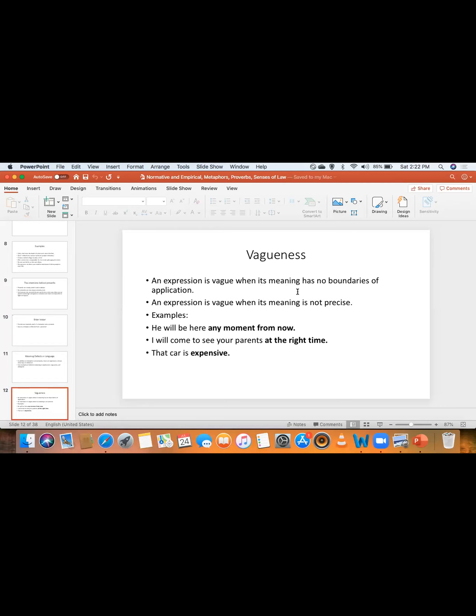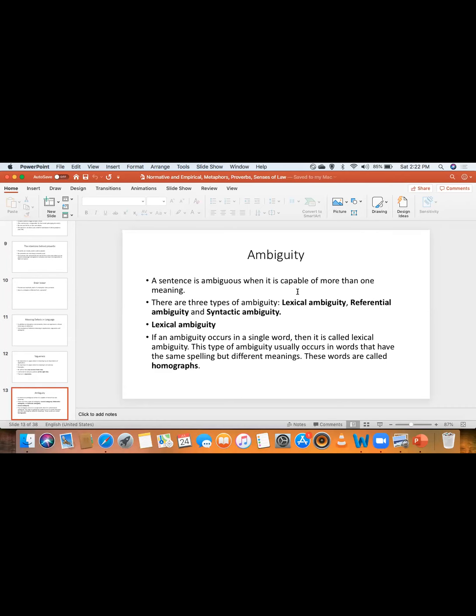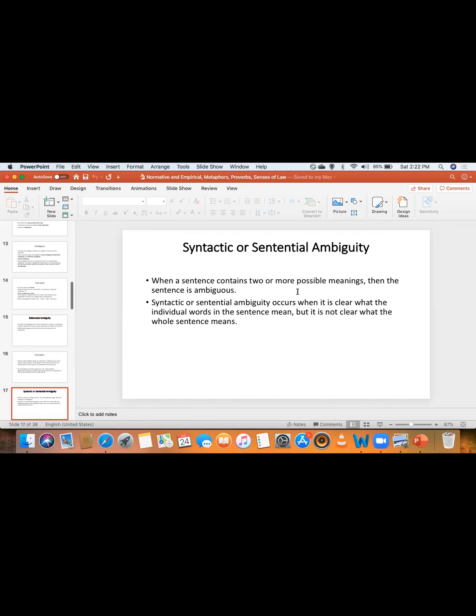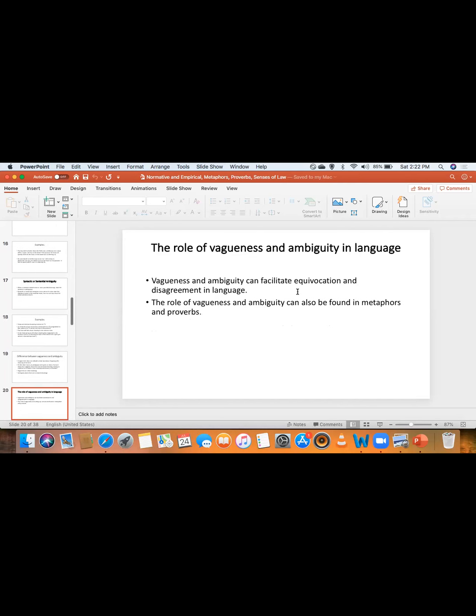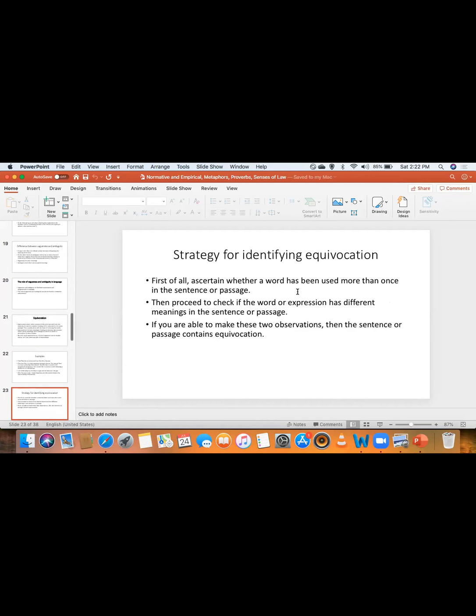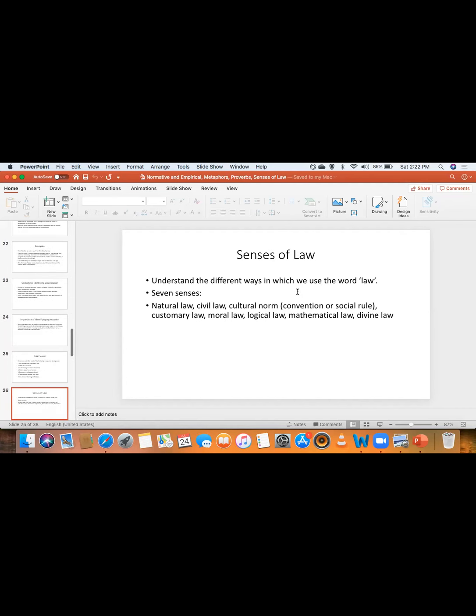And then we saw meaning defects in language. We saw vagueness. An expression is vague if its meaning has no boundaries of application. A sentence is ambiguous when it's capable of more than one meaning. We saw lexical ambiguity, referential ambiguity, sentential ambiguity. Then we saw equivocation. Equivocation is when someone takes advantage of the ambiguity in a word to play with that word to generate different meanings in the same passage.